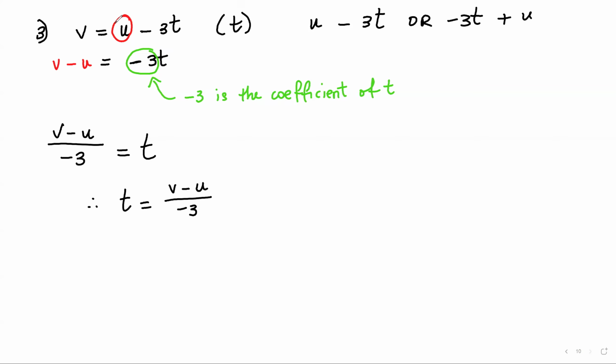So u minus 3t is the same as saying minus 3t plus u. So if you add u, then to get rid of it, you would have to minus it. And you'll end up with v minus u is equal to -3t. So therefore, v minus u divided by -3 will give you t, since -3 is the coefficient of t. That is something that students mistake quite often, so I want you all to pay close attention to that. All right.